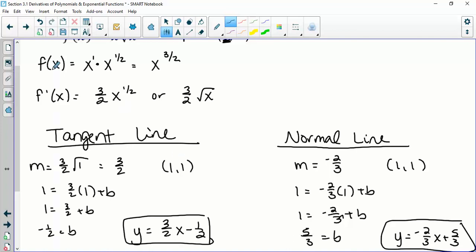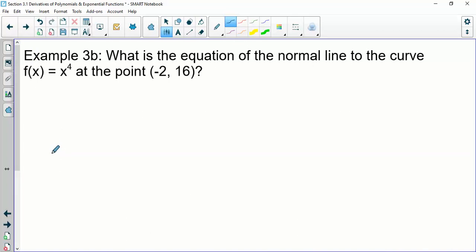Let's do another one. I want the equation of the normal line to the curve f of x equals x to the 4th at the point (-2, 16). To write the equation of a line, we need a point and a slope. I've given you the point, we need to get the slope of that normal line. What will I have to do first? We need to get the slope of the tangent line. How do we do that? Derivative. What is the derivative of x to the 4th?